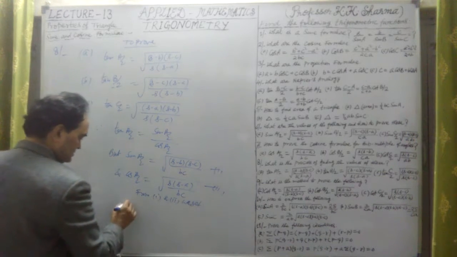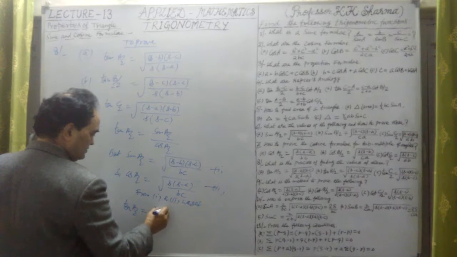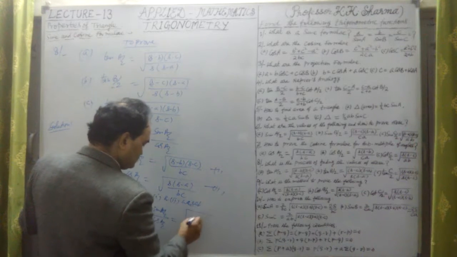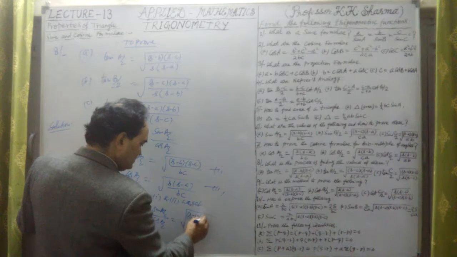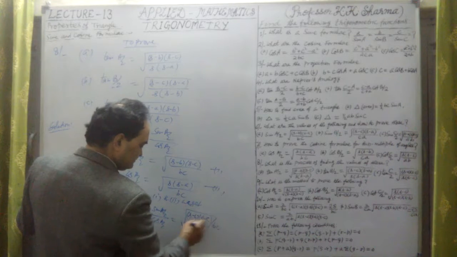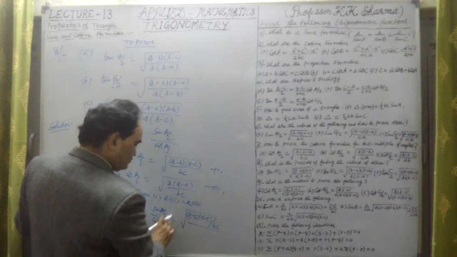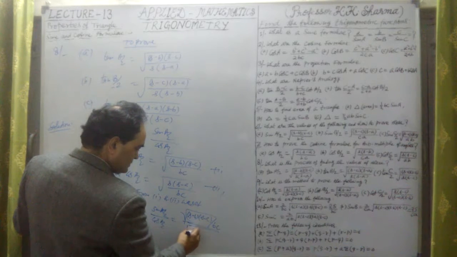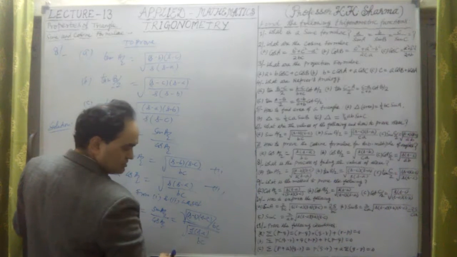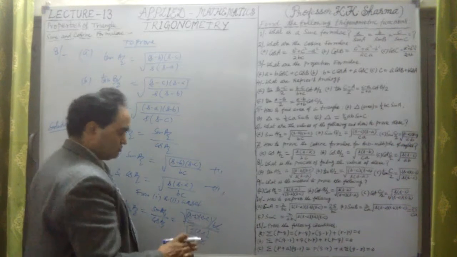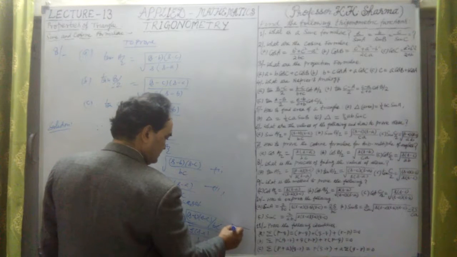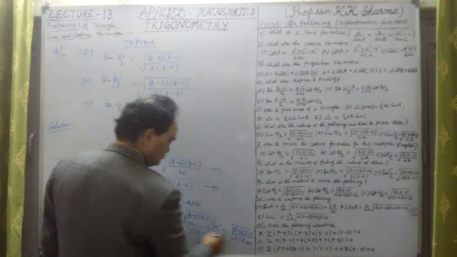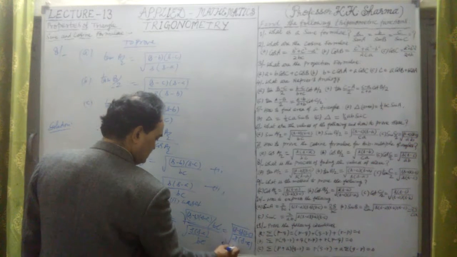we get tan A by 2 is equal to sin A by 2 upon cos A by 2, which is equal to, let me put here in the root, sin A by 2 is S minus B into S minus C divided by BC, whole divided by cos A by 2. Square root is on both, so we can put one square root. This whole divided by under root of S into S minus A upon BC. This BC and BC cancel out because they are under the same square root. Only S minus B into S minus C upon S into S minus A is left over.